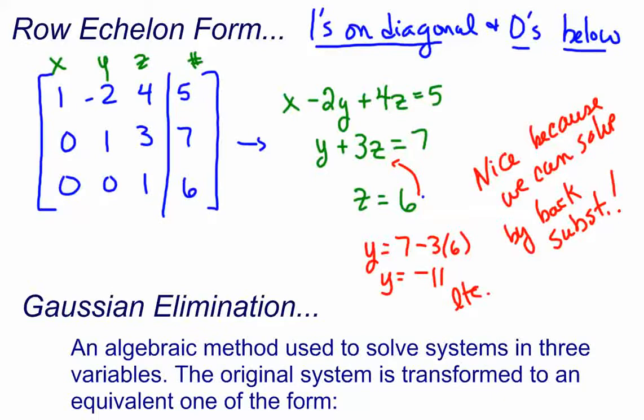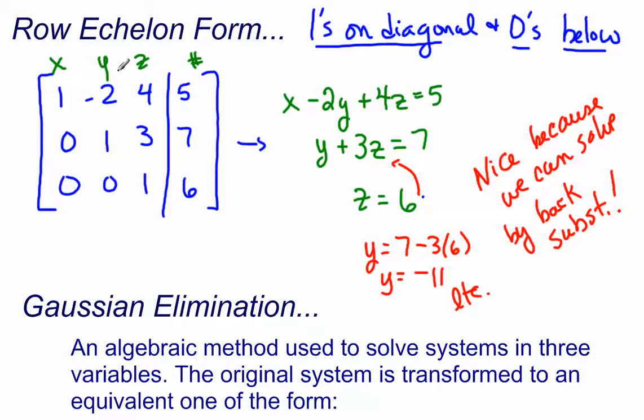In order to use matrices to help us solve systems of equations, we have to talk about something called row echelon form. That simply means I'm going to have ones on the diagonal of my augmented matrix and zeros below those. So here I've got a matrix, I've got ones down the diagonal and zeros below those. I don't really care about what's above them.